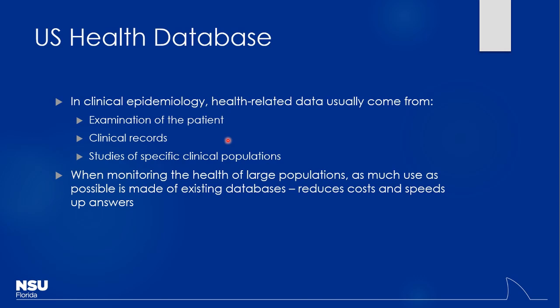Anywho, so again, when we're looking at health-related data, information can come from simple examinations of the patients as that information gets reported out. Certainly they can go back to clinical records and information that's collected, say, as part of a hospital stay, or we may actually do studies of specific clinical populations, right? So we may hold studies, either retrospective or prospective, that look at these individuals and populations more specifically.